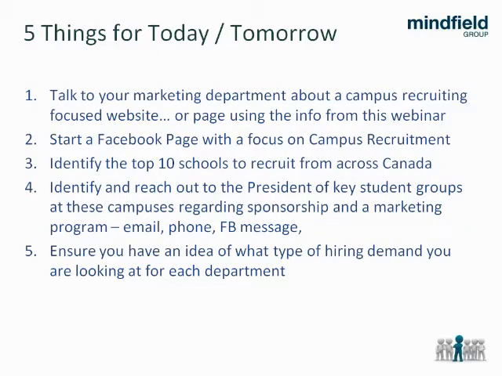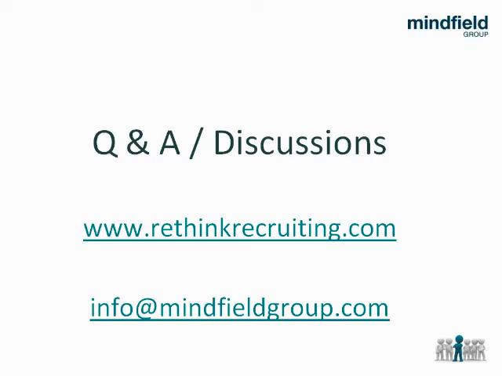And the final one here is ensure you have an idea of what type of hiring demand you're looking at for each department. So if you've got to hire a couple people into your development department, a couple people into marketing, a couple people into sales, have that plan worked out and then set goals, multiply that by 10 on what your hiring demand is, and go set targets to go build talent communities, department-specific talent communities to get there.